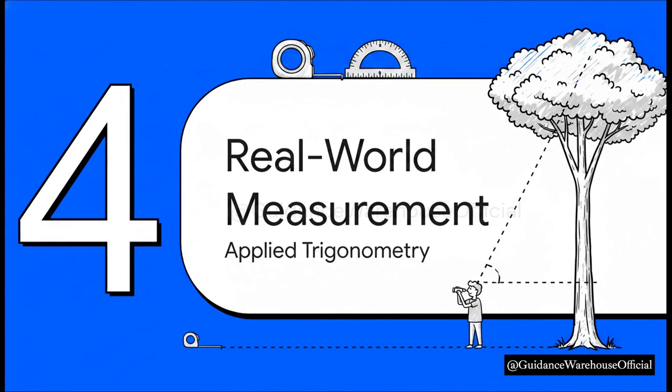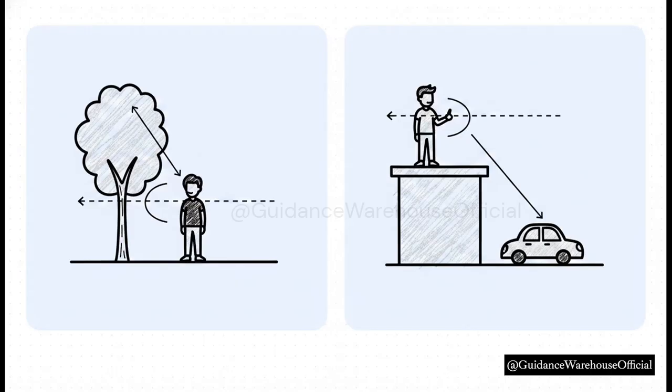Section 4. Real-world trigonometry. Let's finally connect this all back to real life. We are ready to solve the exact problem we started with, measuring that impossibly tall tree without having to climb the thing. To do this, we need to establish our lines of sight. Imagine you're standing on the ground, looking up at the top of a tree. The angle between your horizontal eye level and your upward line of sight, that's called the angle of elevation. Conversely, if you're standing on top of a building, looking down at a car on the street, the angle from the horizontal down to the car is the angle of depression.